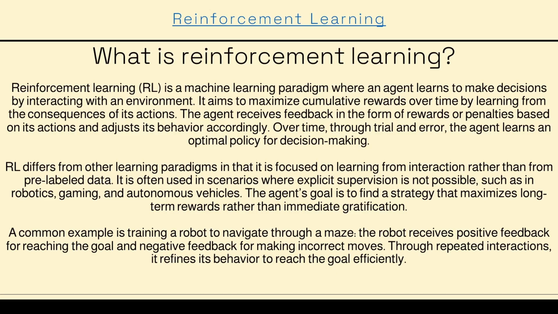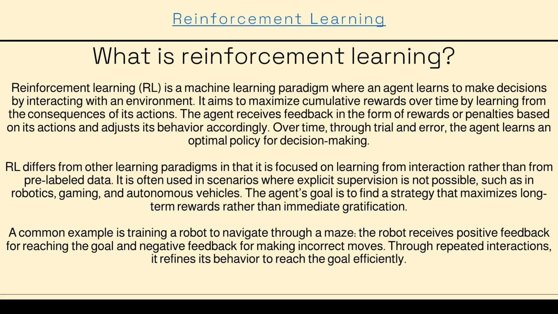Reinforcement learning is a machine learning algorithm where an agent learns to make decisions by interacting with an environment. It aims to maximize cumulative rewards over time by learning from consequences of its actions. The agent receives feedback in form of rewards or penalties based on its actions and adjusts its behavior accordingly. Over time, through trial and error, the agent learns an optimal policy for decision making.